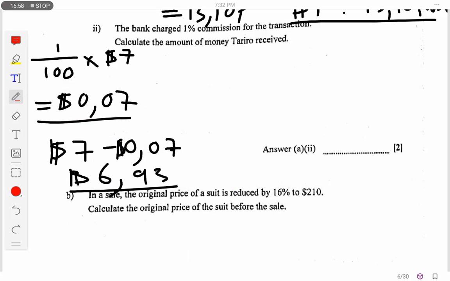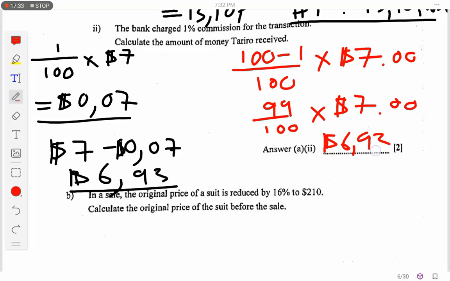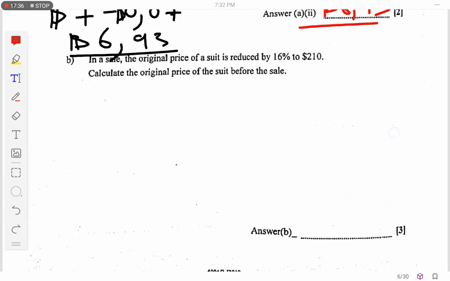Another way of doing it, since the bank is taking 1% commission, you can say the amount she was going to get was $7, which is 100%. So the amount that now she's going to get is going to be 100% minus 1% over 100. Then you multiply by $7. So this one will get you the value straightforward. So it's going to be 99/100 times the $7 there. Okay, then you get your money direct. You get your 6.93 straightforward.